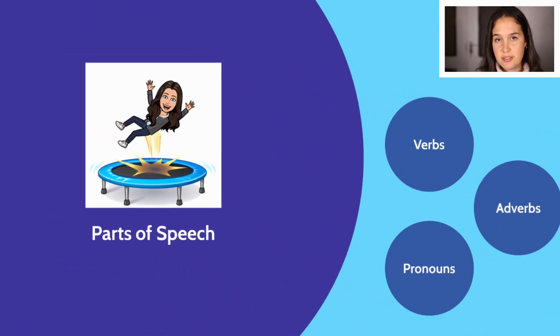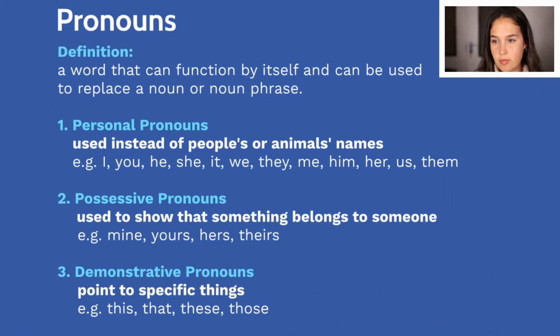And the last part of speech for today, pronouns. Pronouns are words that can function by themselves and can be used to replace a noun or a noun phrase. Number 1, personal pronouns. They are used instead of people's or animals' names. For example, I, you, he, she, it, they, me, etc.